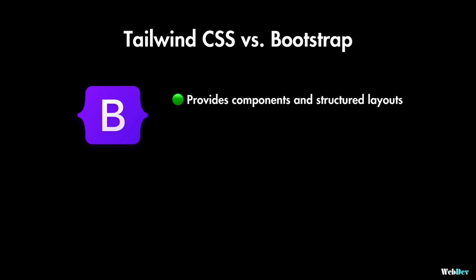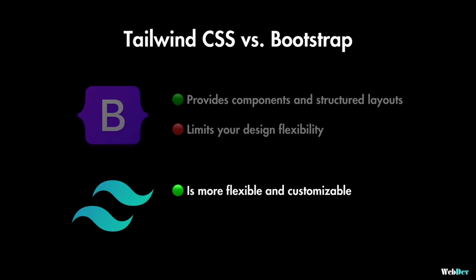Bootstrap provides us with ready-made components and structured layouts which can be used to speed up development, but it also might limit our design flexibility. And on the other hand, Tailwind is more flexible and it allows for greater customization, but it requires a deeper understanding of CSS concepts and may involve writing more code upfront.